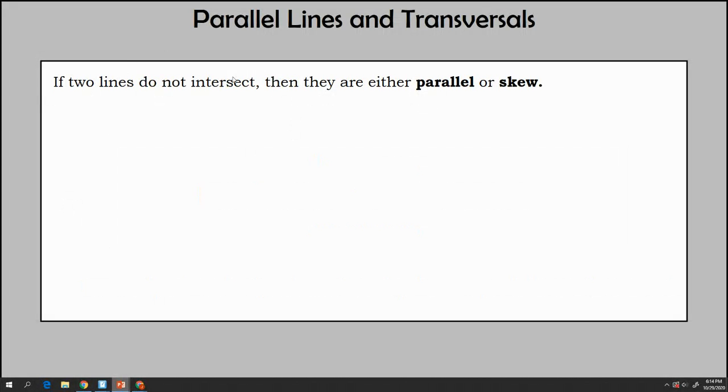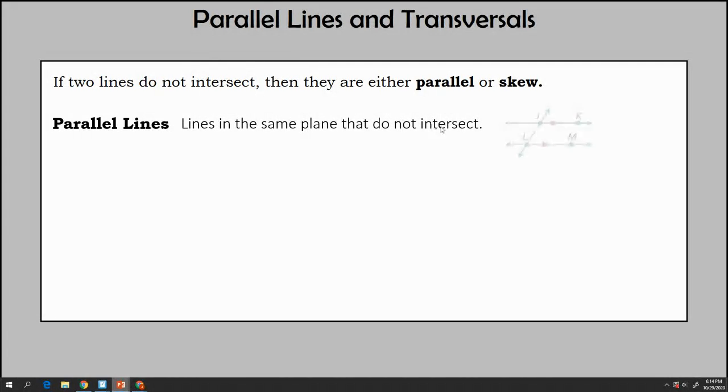Okay, if two lines don't intersect, then they're either parallel or skew. We need to know the difference. Parallel lines are lines that are in the same plane that don't intersect. So, for instance, if this was my drawing, now they're in the same plane. The plane is the surface of the screen, if you will. JK and LM are parallel. See that triangle that they wrote in here? This triangle that matches that triangle, that indicates parallel. So JK is parallel to LM. JL is obviously intersecting both of those, so JL is not parallel to either one. So it's JK parallel to LM.